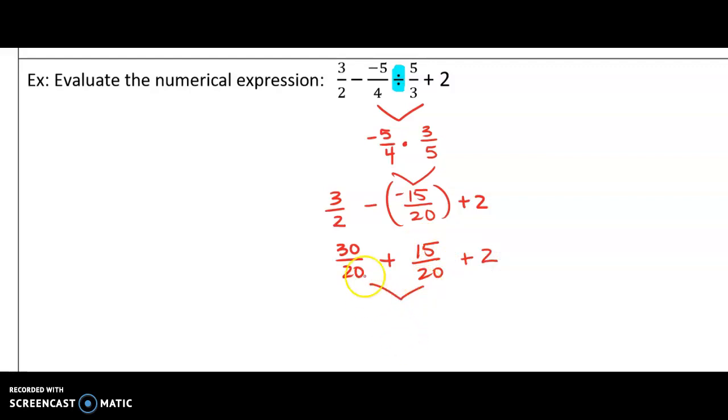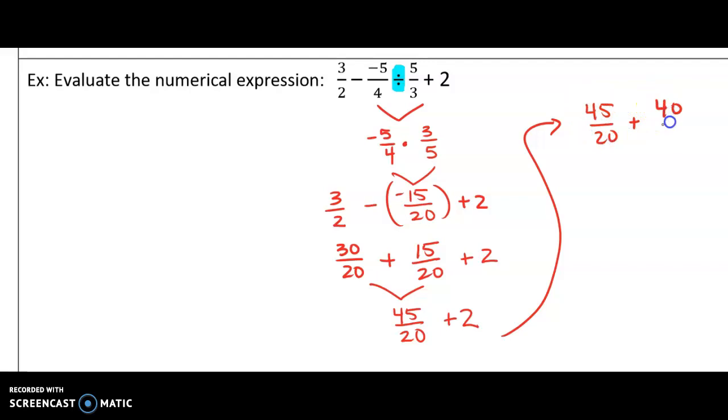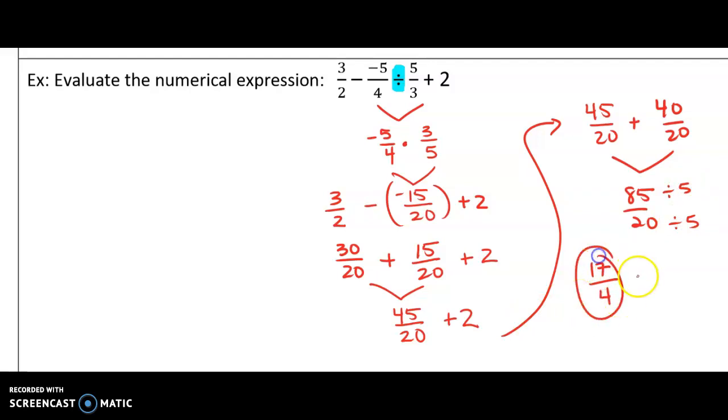And I'm going to go ahead and add those fractions. I've got 30 20ths plus 15 20ths, which is 45 20ths. And then I'll add 2 to that. And then I'm going to go over here and do 45 20ths plus 40 20ths. Keep in mind that 40 20ths is the same thing as 2. Add those together, I get 85 20ths. And then if I simply divide both numerator and denominator by 5, I get an answer of 17/4. Or if it makes you feel better to put it as a mixed number, you could start with that. If you want to write it as a decimal, you can also do that.